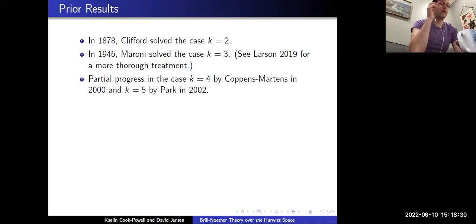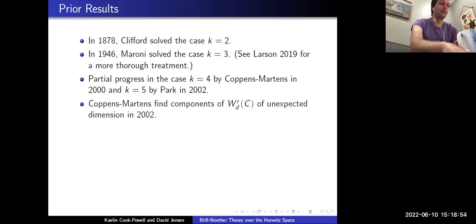And so that was the state of the field for a long time. People knew how to handle the case of hyperelliptic and trigonal curves, but not really for k larger than that. So in the early 2000s, there was partial progress by various people on the cases of k equals 4 and k equals 5, Coppens, Martens, and Park. In 2002, Coppens and Martens found components of W^r_d that have unexpected dimension in these cases.